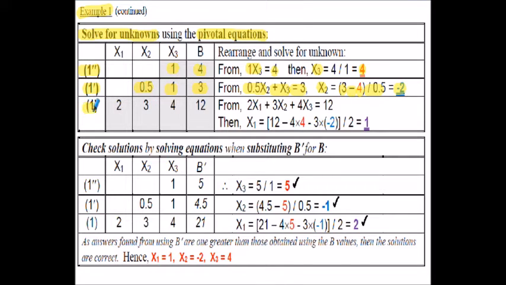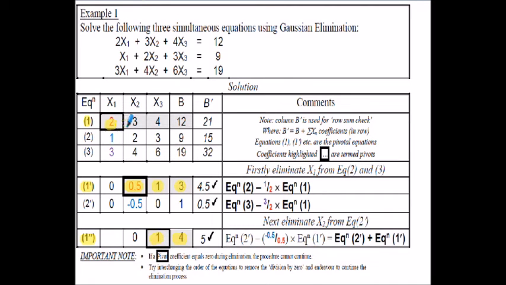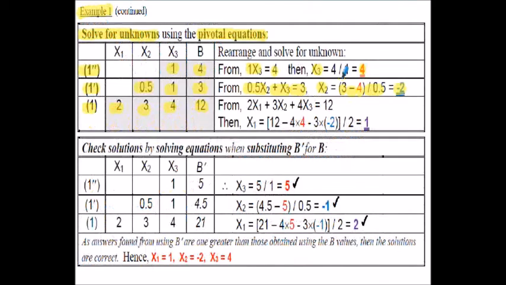And finally, from pivotal equation 1, the first equation given to us, we've got an x1 coefficient of 2, an x2 coefficient of 3, an x3 coefficient of 4, and a constant of 12. And that's what we saw from the previous slide. This was the equation given originally, pivotal equation 1. So forming an equation, it's 2x1 plus 3x2 plus 4x3 is equal to 12. So rearranging the equation for x1, we take away 3x2 from both sides, we take away 4x3 from both sides, and then we divide throughout by 2. So x1 is equal to 12, take away 4 times 4, 4 being the x3 there, take away 3 multiplied by negative 2, and that's the x2, and it's all divided by 2. So that gives us a value of 1 for x1.